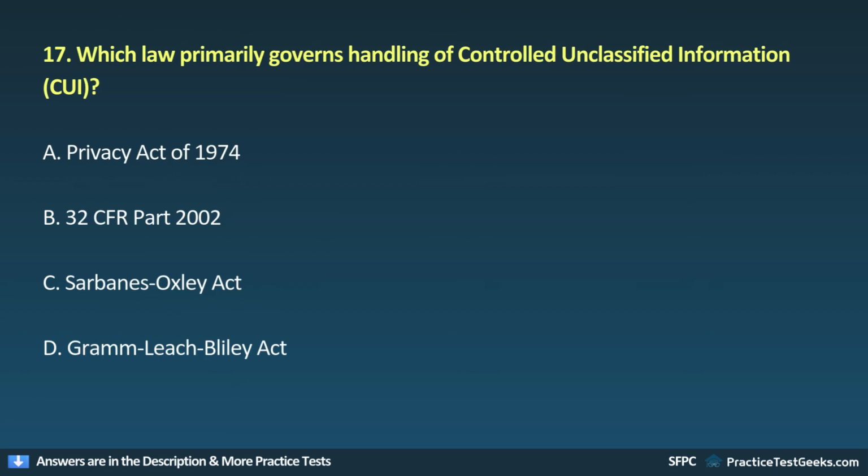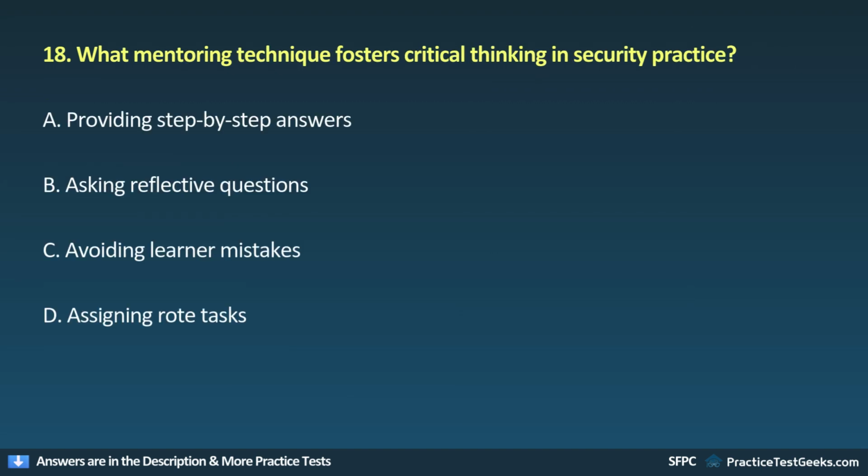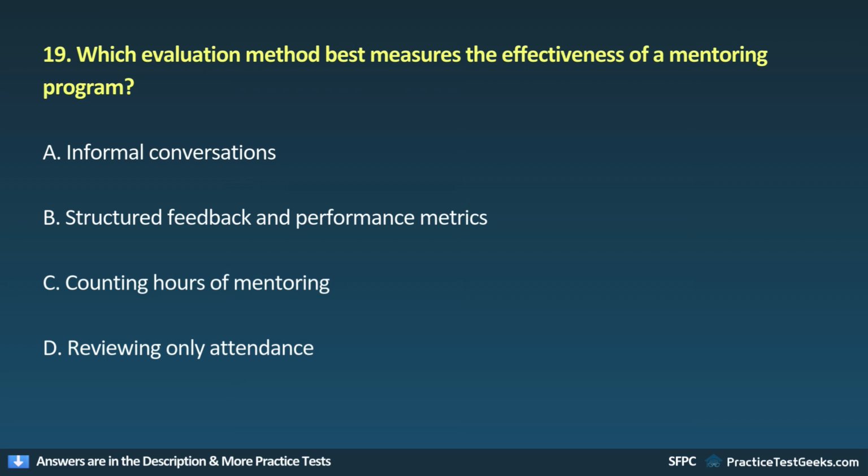17. Which law primarily governs handling of controlled unclassified information, CUI? A. Privacy Act of 1974. B. 32 CFR Part 2002. C. Sarbanes-Oxley Act. D. Gramm-Leach-Bliley Act. 18. What mentoring technique fosters critical thinking in security practice? A. Providing step-by-step answers. B. Asking reflective questions. C. Avoiding learner mistakes. D. Assigning rote tasks.